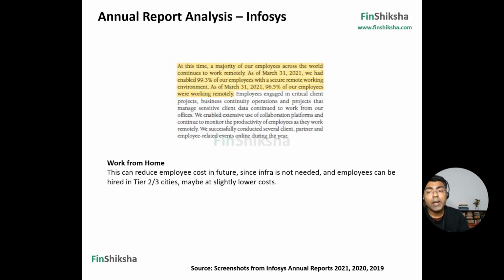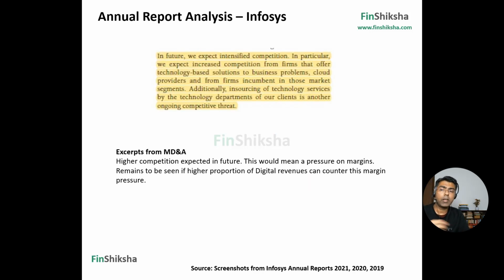Work from home: at this point of time, majority of the employees, and remember this is as on March 31st 2021, continue to work remotely. As of March 31st 2021, 99% of employees had enablement of a secure remote working environment. 96.5% were working remotely at that point of time. That obviously can reduce the costs in the future because infra is not needed. Employees can be hired irrespective of their geographical location, in tier 2, tier 3 towns. That might be at a slightly lower cost as well. So that's an advantage that the company sees.